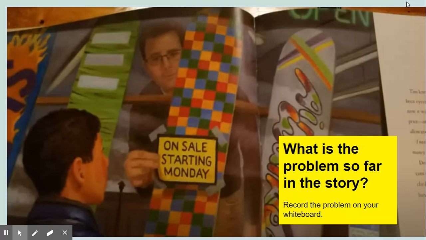So we're going to pause here, and on your board, in your first column, think about what is the problem so far in the story. So write down a quick bullet point: the problem is, and then we will continue.